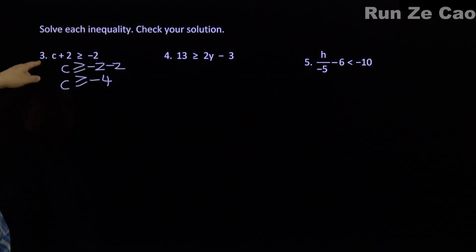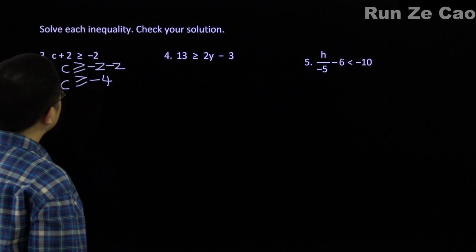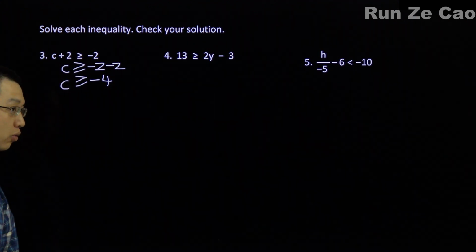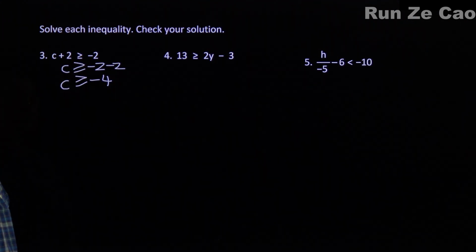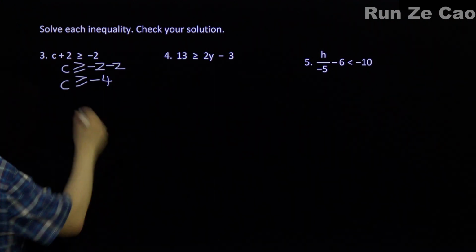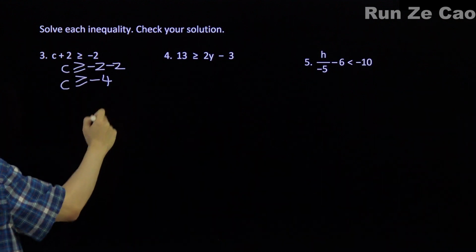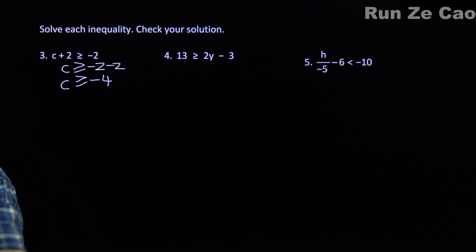And what we would get by checking is left side equals C plus 2 is greater than or equal to -4 plus 2. So left side is greater than or equal to -2. Right side equals -2. Therefore, left side is greater than or equal to right side. QED.